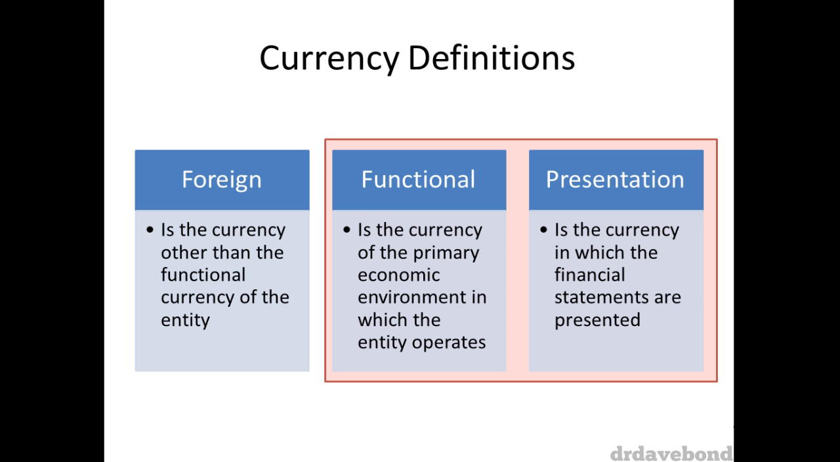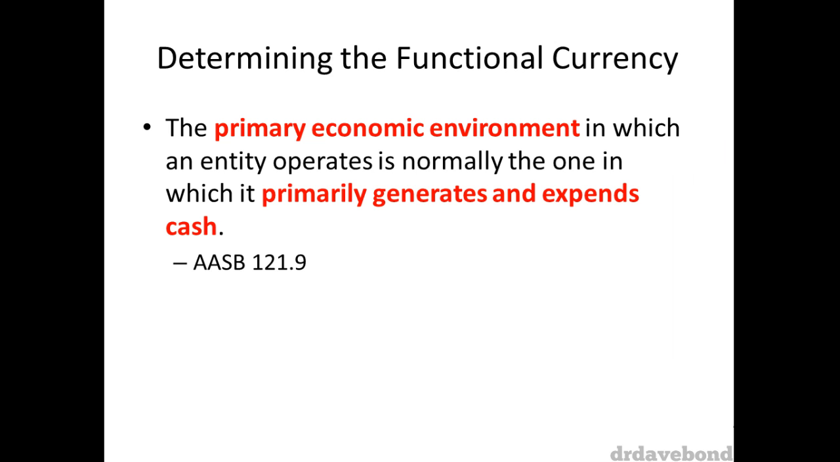In reality, it's going to be pretty rare to see a reporting entity with a functional currency different to its presentation currency. To determine what the functional currency is, you need to look at what the primary economic environment is in which the company operates. This is normally the one in which it generates and expends cash. So for Woolworths in Australia, customers mainly pay in Aussie dollars, and it will pay its suppliers mainly in Aussie dollars. So it's probably a fairly safe bet to assume its functional currency is Australian dollars.